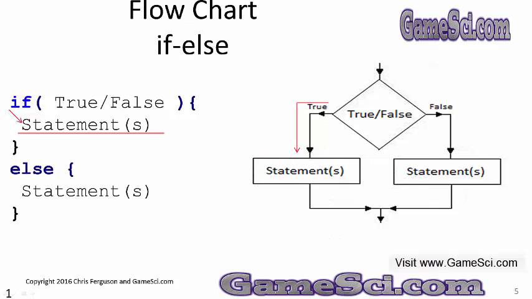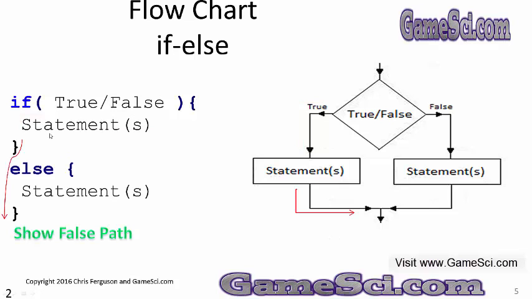When it's done executing the statement block in the if portion of the statement, it's going to skip the else portion and continue on with the program. And that's what this arrow is showing you. I'm skipping the else portion. I will not execute the else code, and I'll continue on with my program after the if else statement.